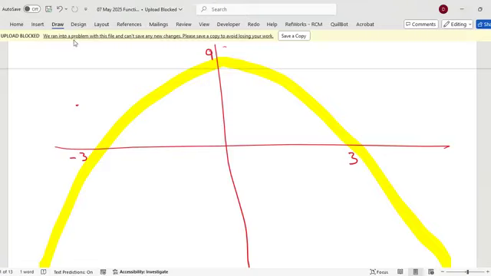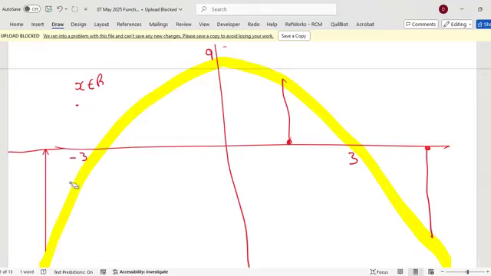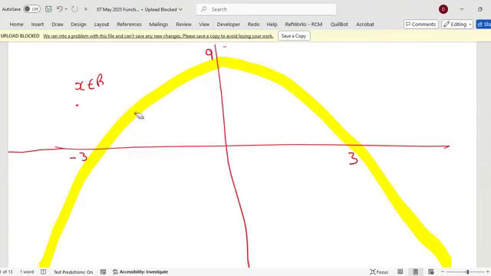I think it's x is an element of real numbers. 100% correct. x is an element of real numbers. For as long as the graph is there, if I move from the x-axis, I will keep touching the graph. For as long as I do that, it means x is an element of real numbers, from negative infinity to positive infinity. That is the domain. What is the range of this graph?